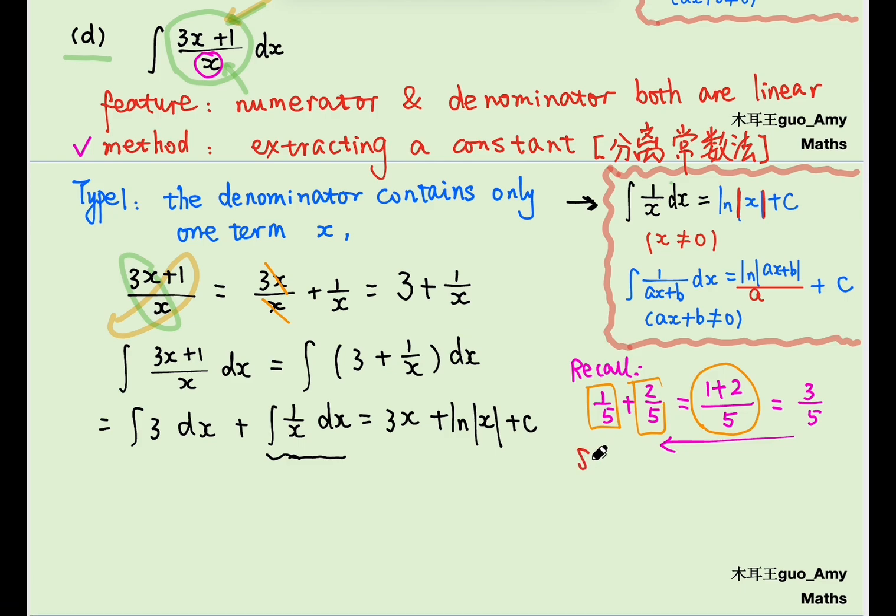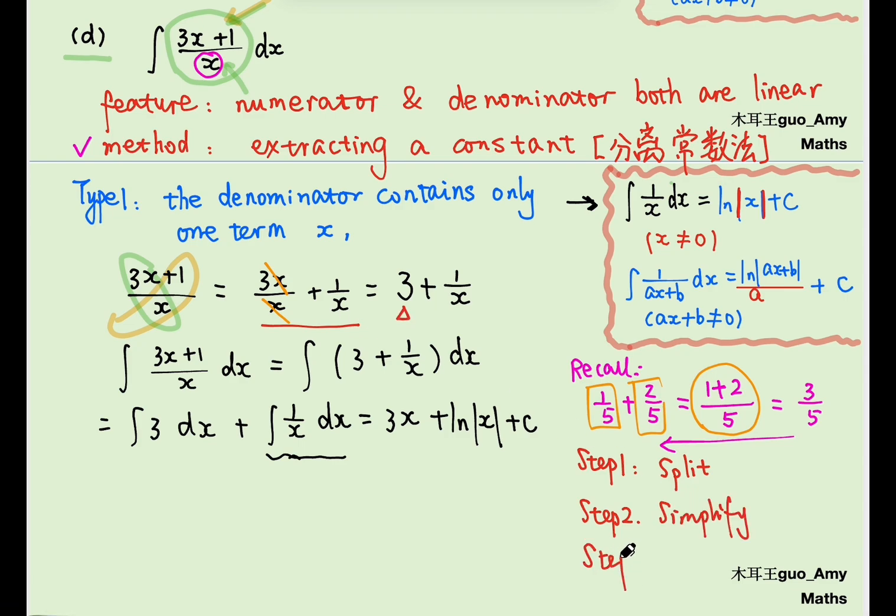Finally, add c for the indefinite integral. We are going to record the key steps here. Step 1, split the fraction into two fractions with the same denominator. Then step 2, we will simplify this fraction. Then we will extract a constant 3 here. Finally, we start to integrate using the corresponding formulas. These are the key steps when we solve the first type.